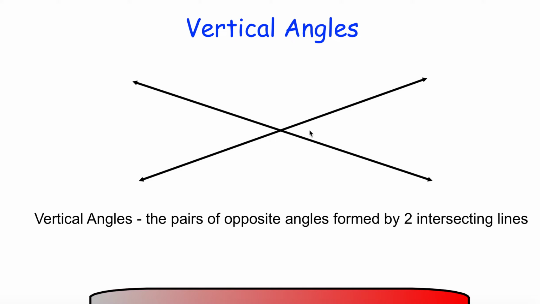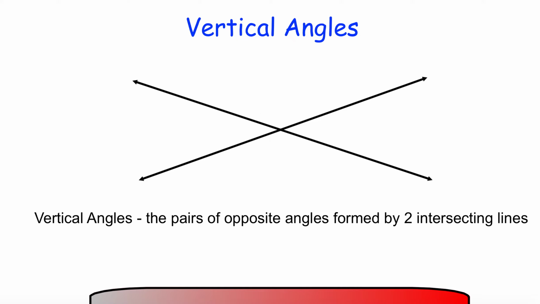So right here, what we have is two intersecting lines, and let's add to this picture. I'm going to add points.